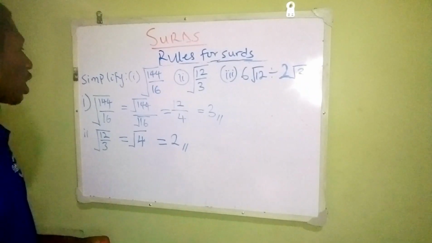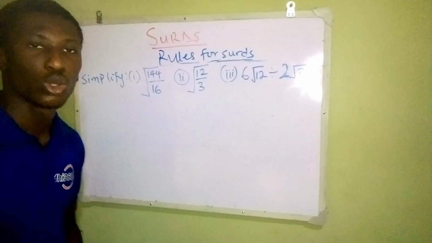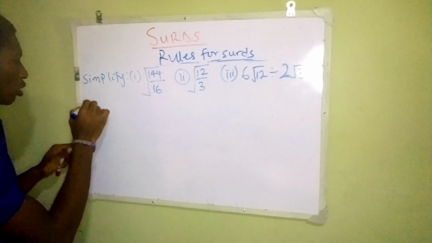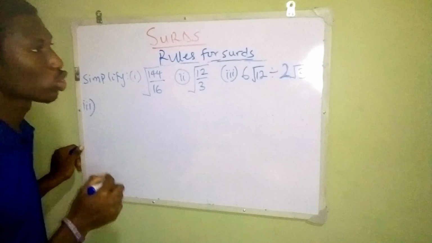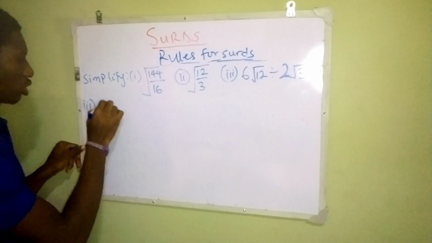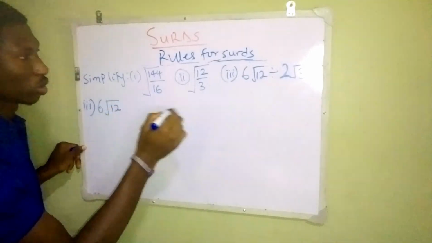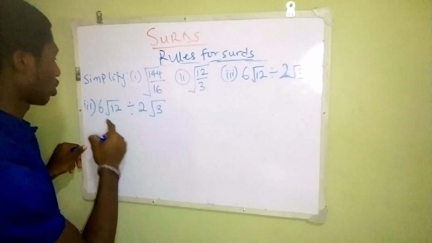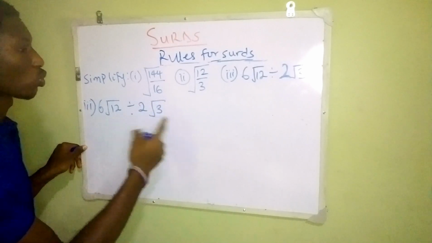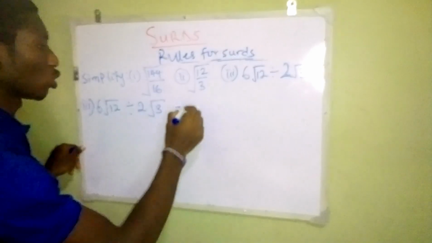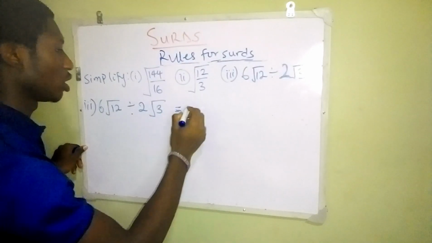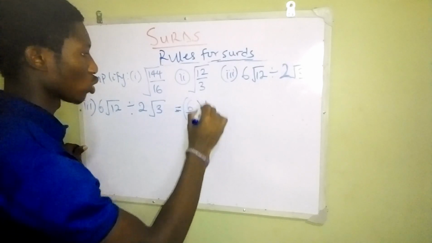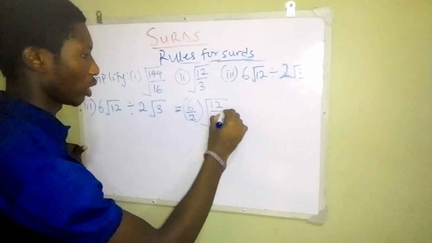So let's look at number 3. So to solve number 3, we'll use the 6th rule we just learned. So 6 divided by 12 divided by 2 square root of 3. 6 square root of 12, sorry, divided by 2 square root of 3 will be equal to, this is our A and this is our C, so it will be 6 divided by 2 square root of what? 12 divided by what?